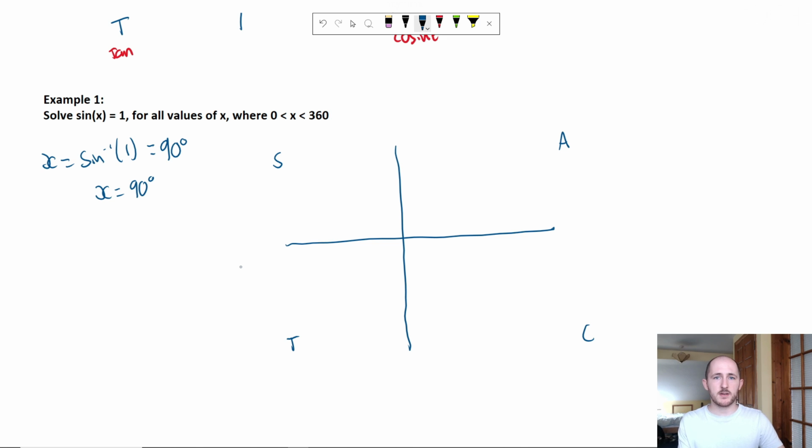Don't bother attempting this by yourself yet. I've got another example where you can attempt it by yourself. Okay? This one we'll do together again. Again, our answer here, 1, is positive. So we're going to draw a line where sine is positive.